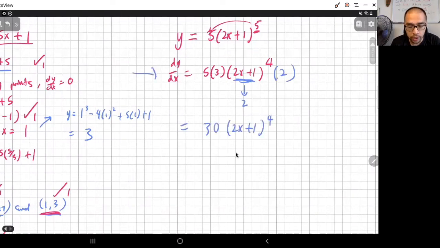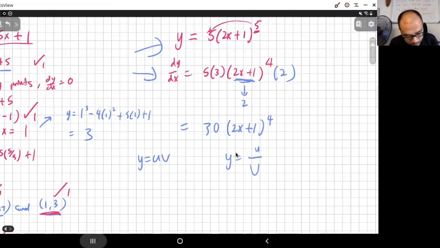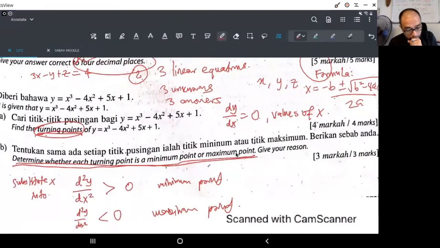Go and relearn this again, the chain rule differentiation. Among the more famous differentiations is the simple one, and then this one, the chain rule differentiation. Very, very important. As for y equals uv and y equals u over v, I don't always see them being asked. Maybe in a paper one question, but I don't always see it in paper two, because it's just a skill.